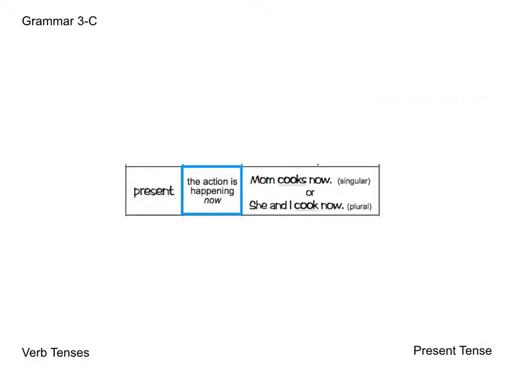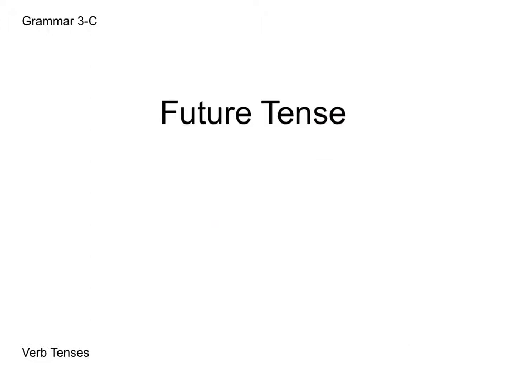Now we're going to look at present tense. When you have present tense, that means the action is happening right now. And this also has a couple of different ways of going about it. So the first one is Mom cooks now. Mom is our subject and it's singular. So to make the verb present tense, we add an S to the end of the word. Whereas when we have a plural subject, like she and I cook now, we don't add the S to the end of the verb.